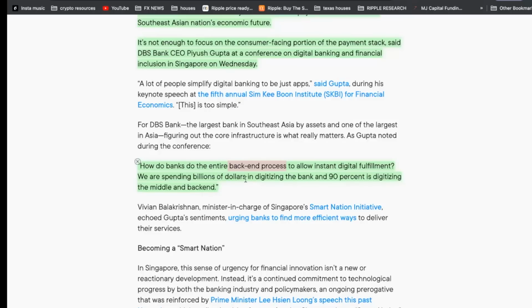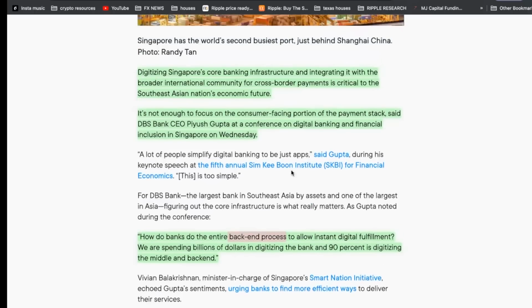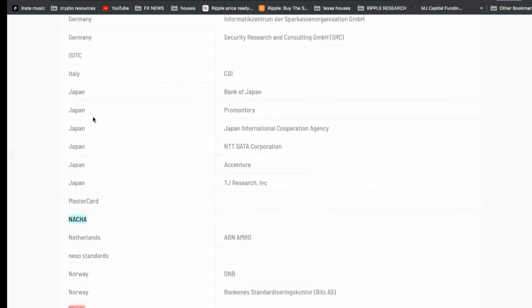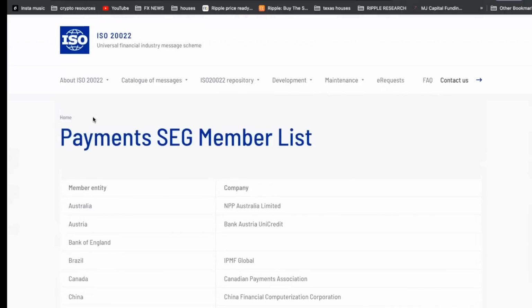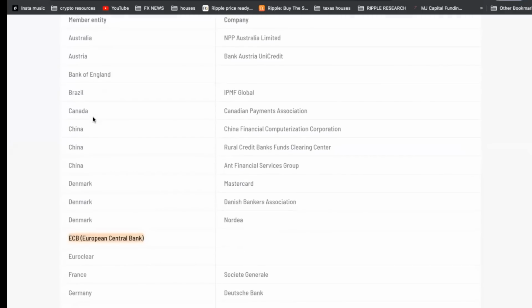It says it right here. They are spending billions of dollars in digitizing the bank. Ladies and gentlemen, smash that thumbs up button. I'm proving to you all that every single country on this members list, every single major bank in every single one of these countries is doing business with Ripple.